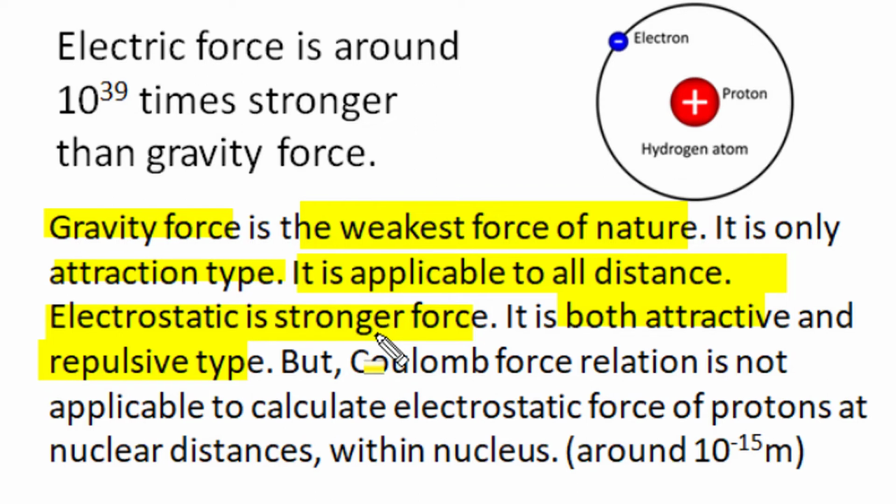But this Coulomb's force is not applicable at all distances within the nucleus, among nucleons, protons and neutrons. We presume that electrostatic force won't exist there. If we consider electrostatic force among protons of a nucleus, it will make the stability of the nucleus doubtful. So we presume that electrostatic force is not applicable at very small nuclear distances.